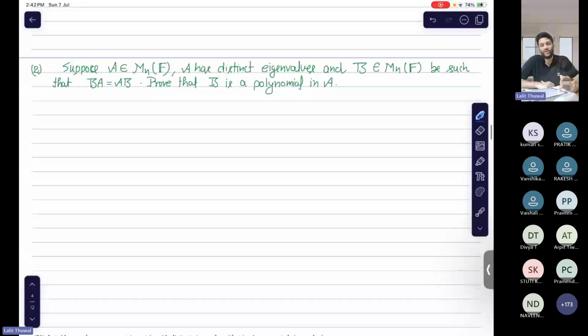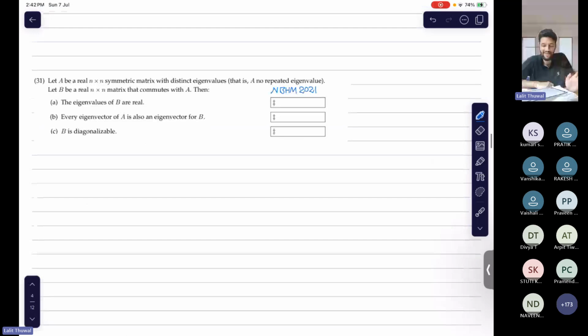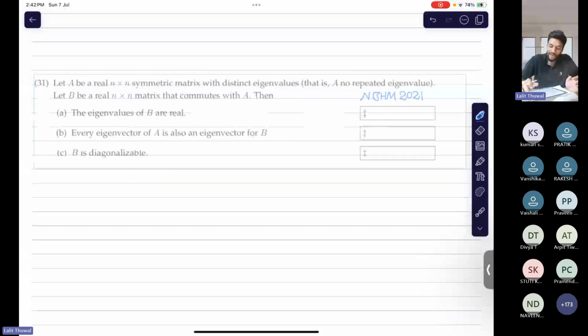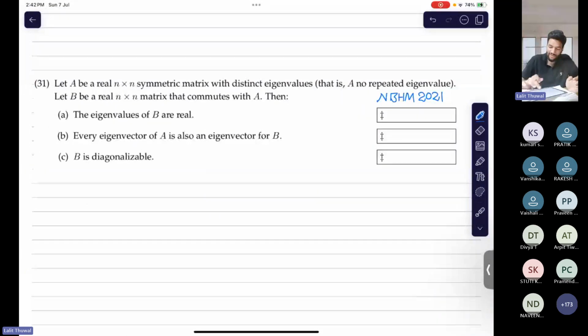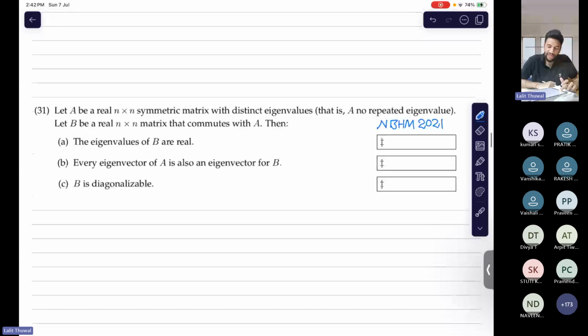Okay. So now solve some good problems. Good problems means those which are asked in the NBHM exam, TIFR exam. So we will solve a problem of the NBHM exam which was asked in 2021. But before solving this problem, I would try to prove some result. Then we will come to this problem.